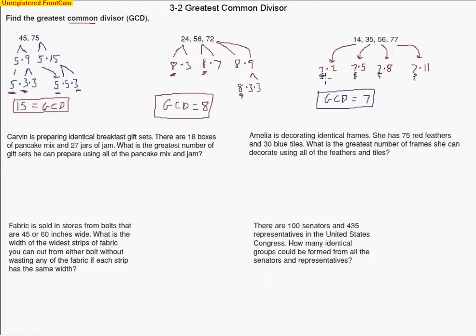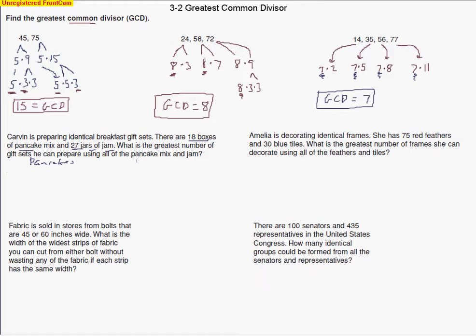Well, here are some problems in which we would actually use this greatest common divisor. So it says Carvin is preparing identical breakfast gift sets. There are 18 boxes of pancakes and 27 jars of jam. So what is the greatest number of gift sets he can prepare using all of the pancake mix and all the jams? So let's write down pancakes.